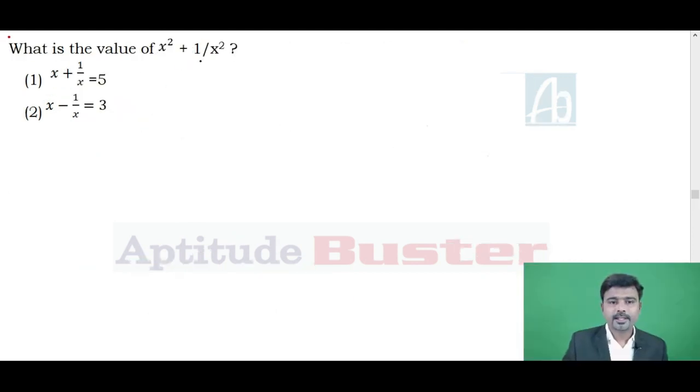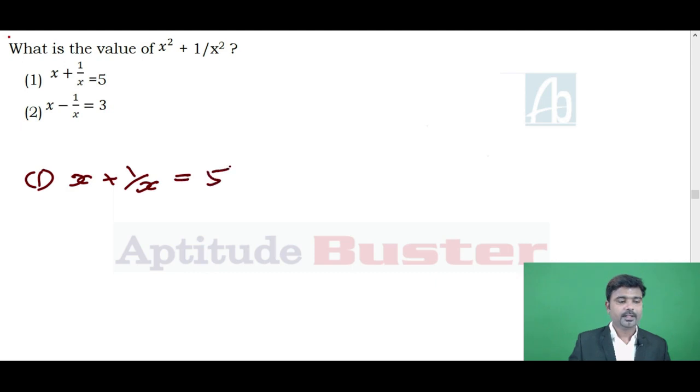What's the value of x square plus 1 by x square? The first statement says x plus 1 by x is equal to 5. Second statement, x minus 1 by x is equal to 3. Okay, take the first statement, x plus 1 by x is equal to 5. Can we get the value of x square plus 1 by x square from this?